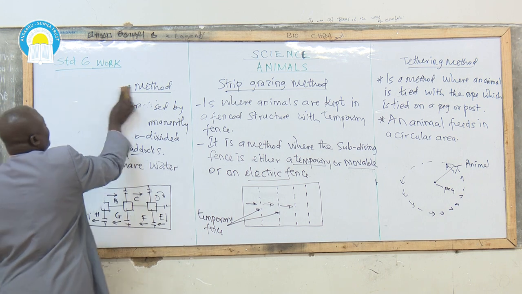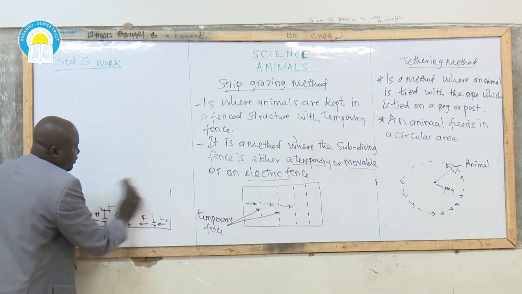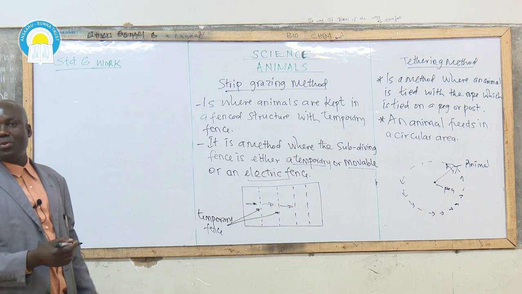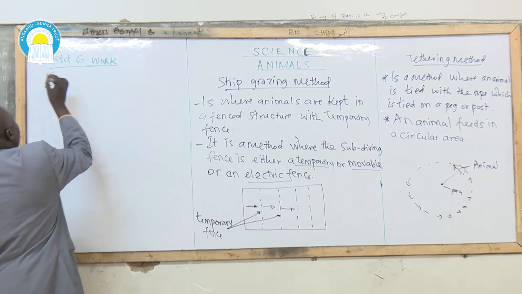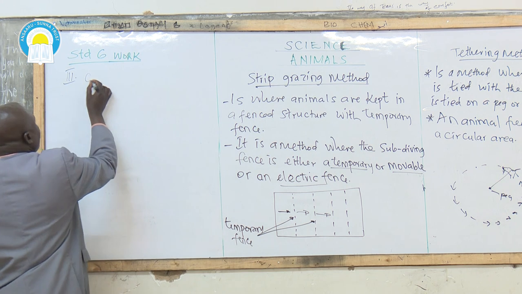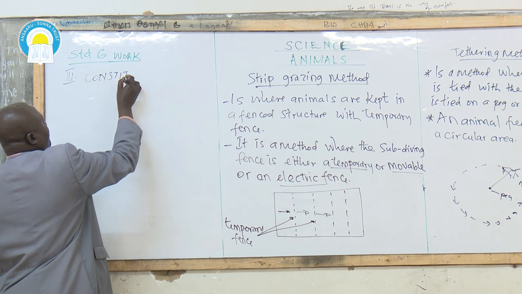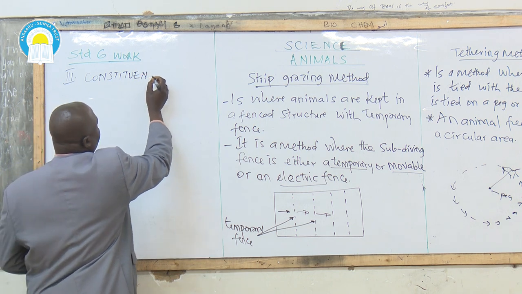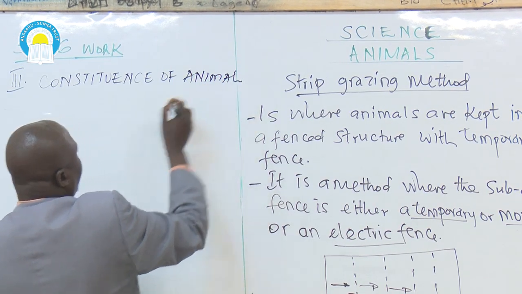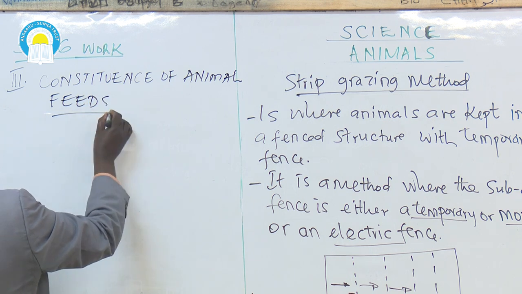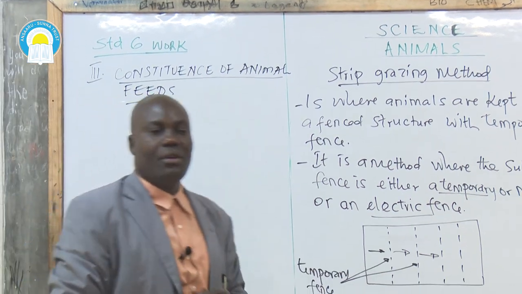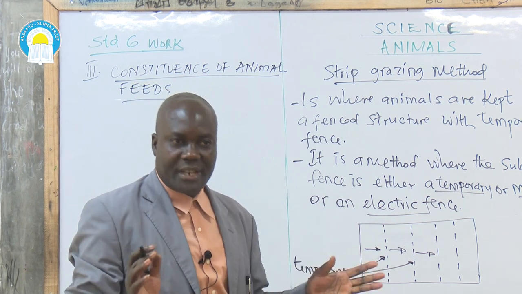Because, as I said, just like human beings, animals also need to feed on food that has all nutrients. We are going to number 3, and number 3 is what you call constituents of animal feeds. Constituents of animal feeds. Whereby, just like human beings, animals also need to feed on the type of food that has all types of nutrients.